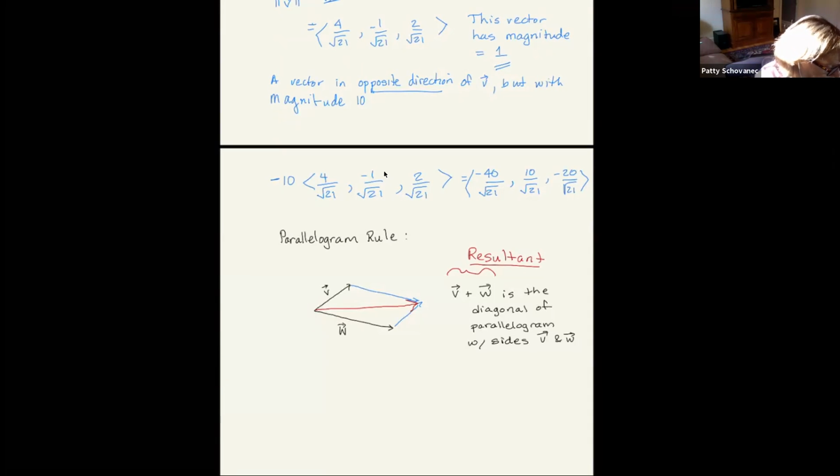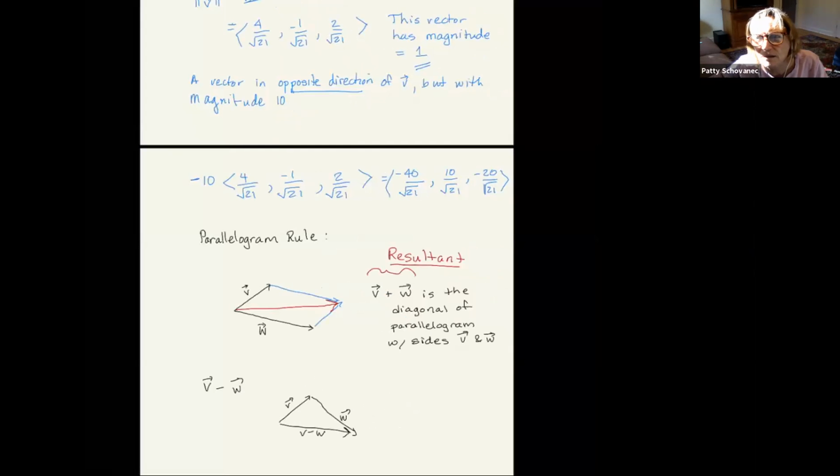Let's see if I remember what the difference looks like. Who remembers that? What does V minus W look like? Let's see if this is vector V and this is vector W. I think vector V minus W is here. I think that's the way it goes. Does anybody agree with that? I don't remember if that's correct or not. Any of my physics people agree with that? Yeah, really, who cares what it looks like, right?